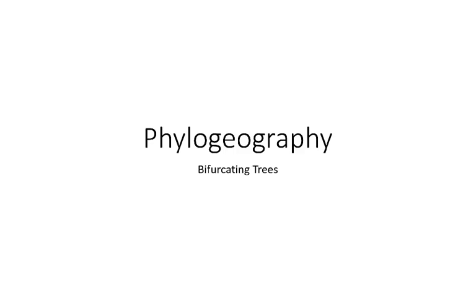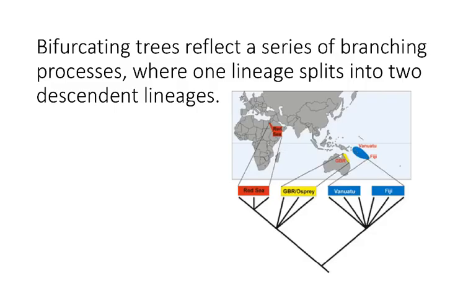In this video, we will talk about one of the main visualizations or tools in phylogeography, which is bifurcating trees. So remember, phylogeography studies are interested in evolutionary relationships, and trees are one specific way to estimate and visualize those relationships. So in general, bifurcating trees, or I'll often just call them trees, reflect a series of branching processes where one lineage splits into two or several descendant lineages.